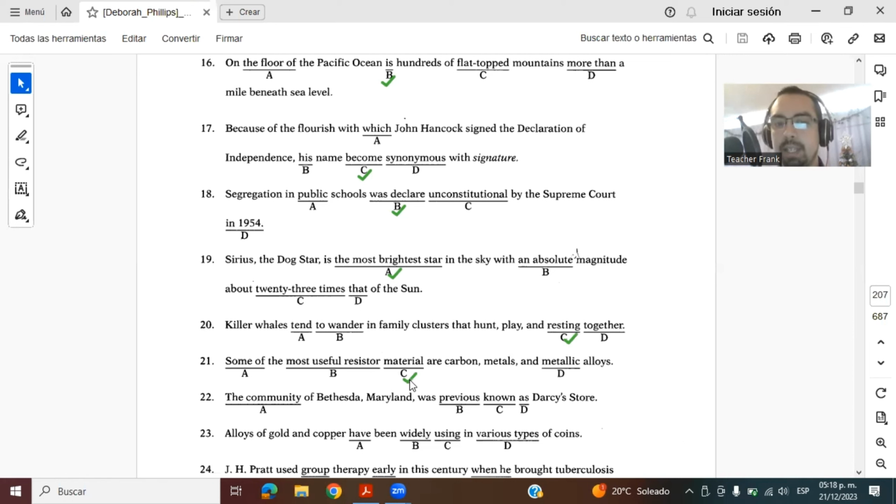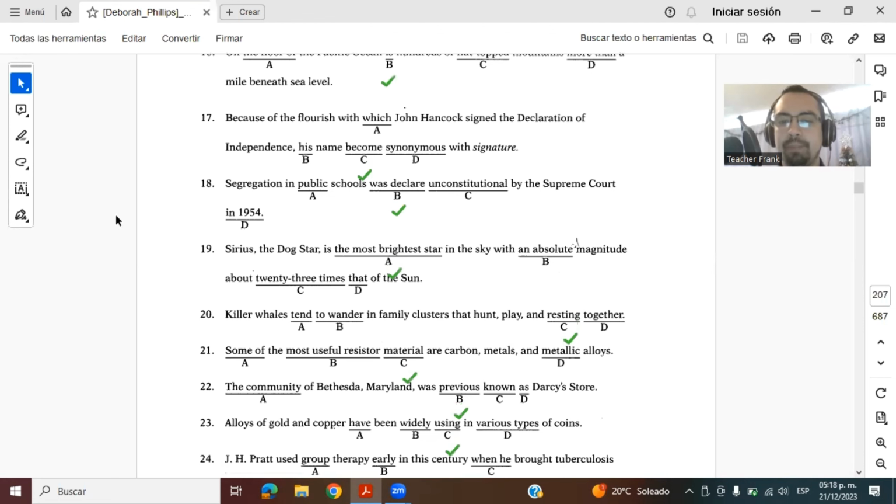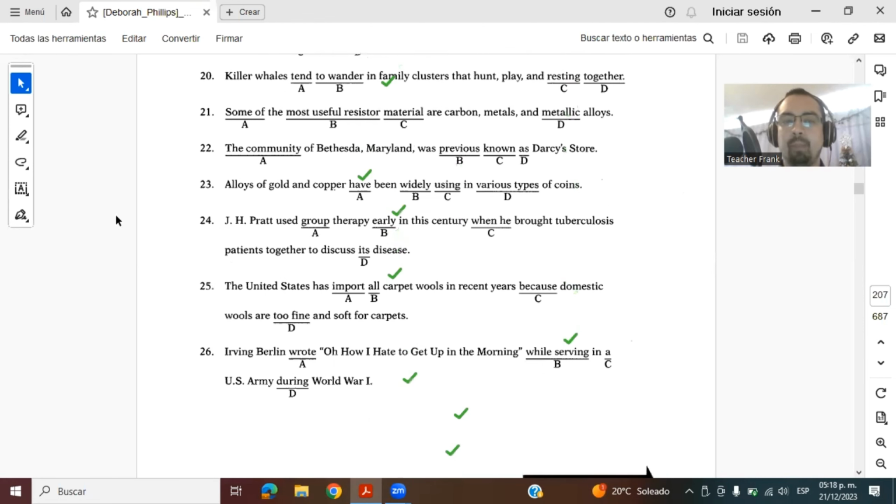21 is C. 22 is B. And 23 is C. Okay. Now let's continue to number 24. Number 24 is D. Number 25 is A. And number 26 is C, okay? Now let's continue to number 27.